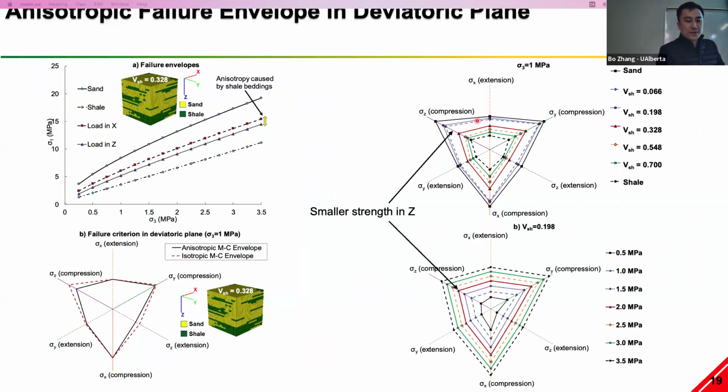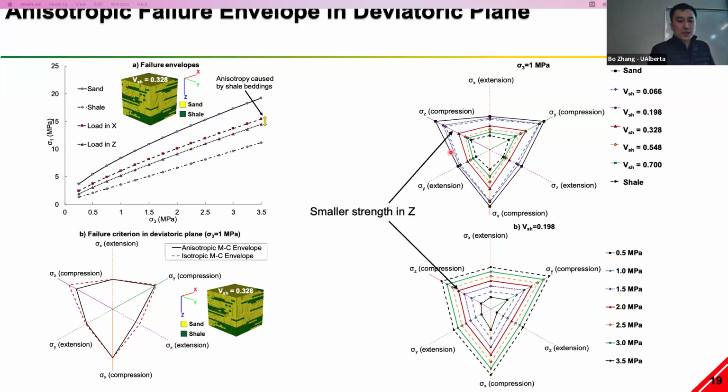After we do the upscaling, we can see that when we load in the X direction and also the Y direction, those are just the boundaries for when it's purely sand and shale. Those are going to be the failure envelopes. And we can see that even the failure envelope is different when we load in the X and Y directions. If we look at the problem in 3D, we can also plot the isotropic failure envelope in the deviatoric plane. And we can see that we have a shorter length here, which demonstrates a smaller shear strength when we load in that direction because of these shale beddings, right?